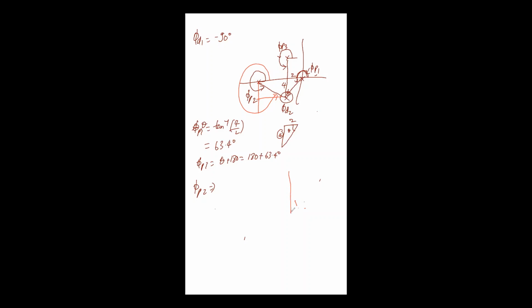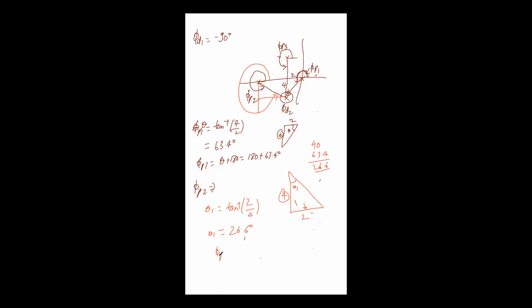So for phi p2, I'm drawing this. This is 2 and this is 4, and this is, let us suppose, theta 1. So calculate theta 1. Theta 1 will be what? Tan inverse of opposite, which is 2, over base, which is 4. Tan inverse of 2 by 4 will be equal to 26.6 degrees. So this will be 26.6 degree, theta 1.